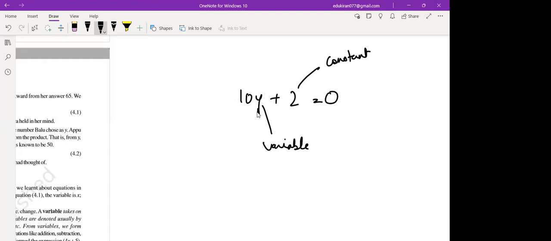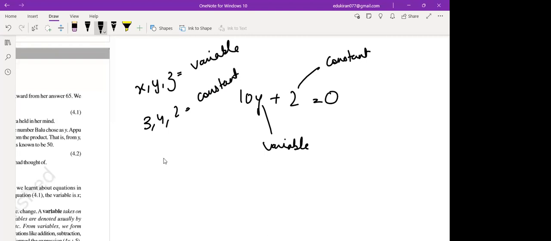Okay. So remember one thing, whenever there is an X, Y, Z, any alphabet, they are all variables. And if you get any number, for example 3, 4, 2, they are termed constants. But if a number is with a variable, then this number will be the coefficient of that particular variable. Clear? Yes, ma'am. So this is what you have to remember. This is the coefficient.